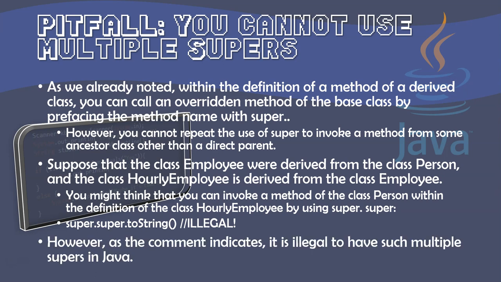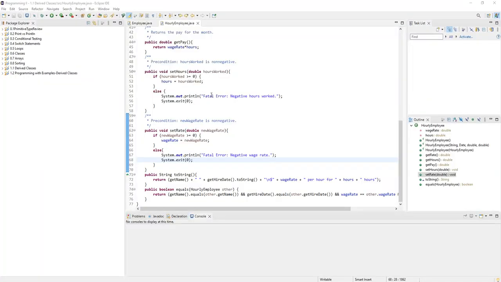You cannot have multiple super invocations in Java. There are ways to still get some of the information, but you can't have the super.super invocation. You might think, well, if I just have a super for hourly employee to get employee, then I could say super.super to get to person. No, it doesn't work like that, because again, it's only for that direct parent class.